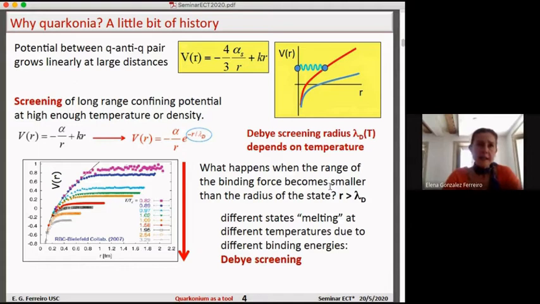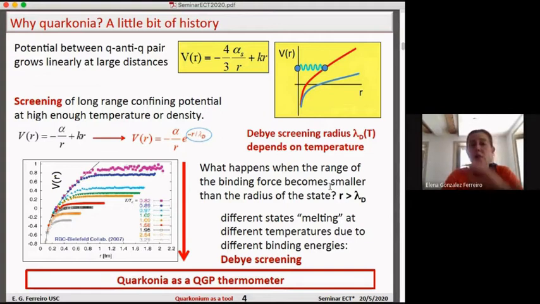That was the original proposal for the study of the J/psi. The idea being that you will obtain different states melting at different temperatures. You could use these quarkonia as a kind of thermometer of the quark-gluon plasma.